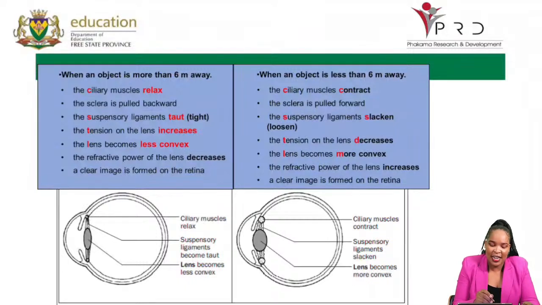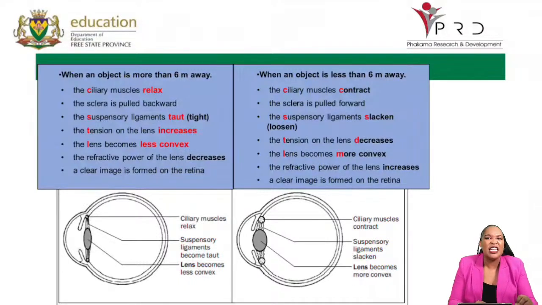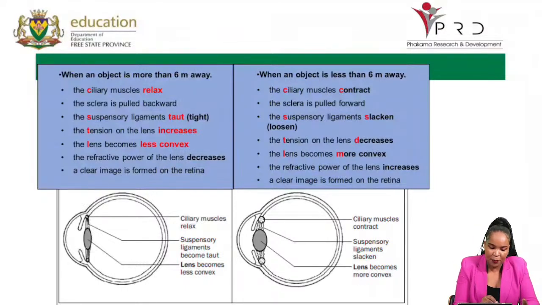When you are looking at an object that is more than 6 meters away, meaning it is far. When it is far, what is going to happen? The ciliary muscles, check where the ciliary muscles are. They are going to do what? They are going to relax. They are going to relax, and when they relax, what happens to the suspensory ligaments?